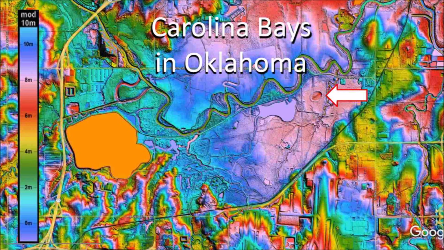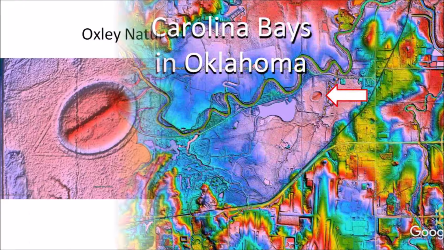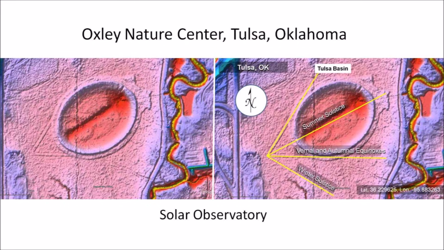As far as I know, Oklahoma has only 2 Carolina bays, but one of them is absolutely mesmerizing. The basin is located on the grounds of the Oxley Nature Center in Tulsa, Oklahoma. In 2022, Eric Brown reported an elliptical feature as big as a football stadium that could possibly be a Carolina bay on the grounds of the Oxley Nature Center in Tulsa, Oklahoma.